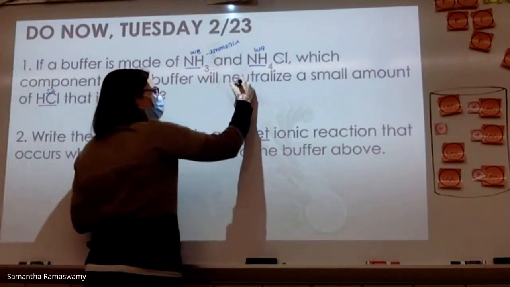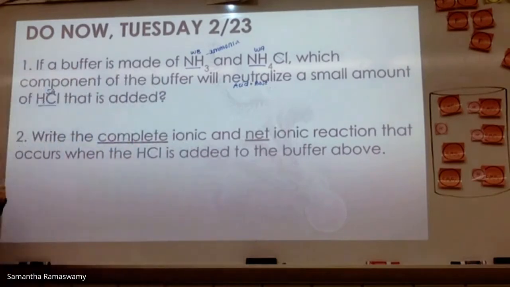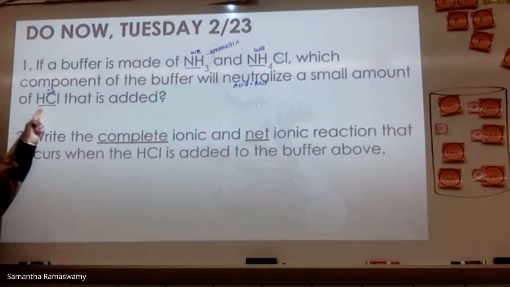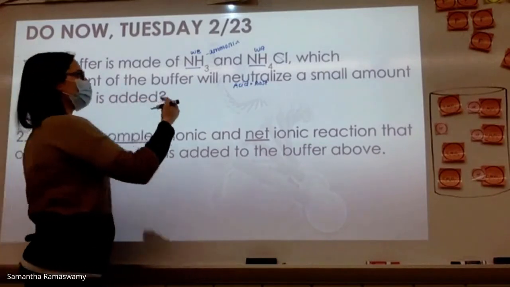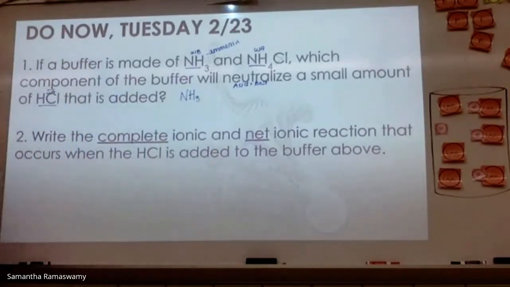Neutralize means you have an acid plus a base. It creates a salt and water. So if we're adding an acid, the part of the buffer that will neutralize a small amount of that acid is the basic part of the buffer. So that would be NH3. So the basic component of the buffer, the weak base, will react with the acid to neutralize.